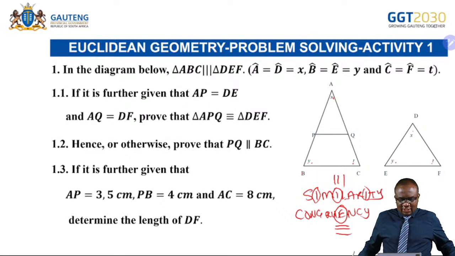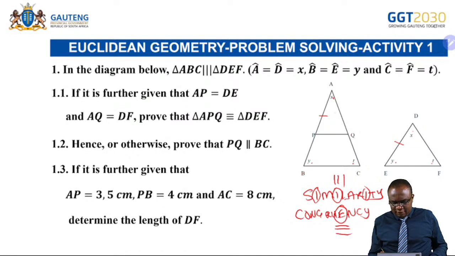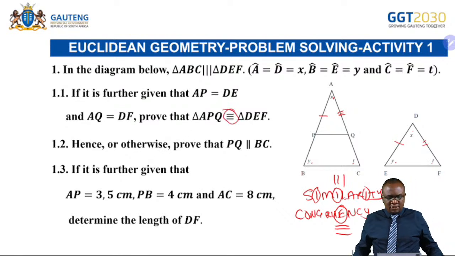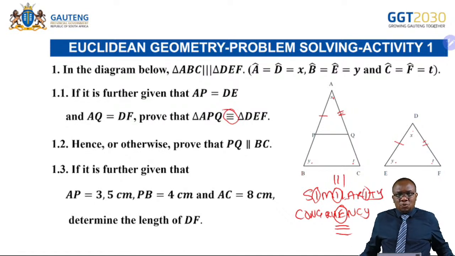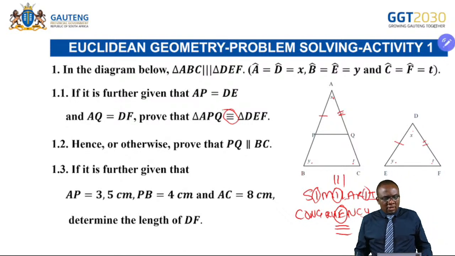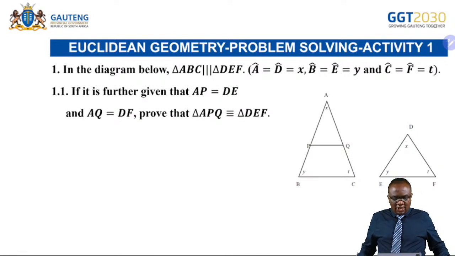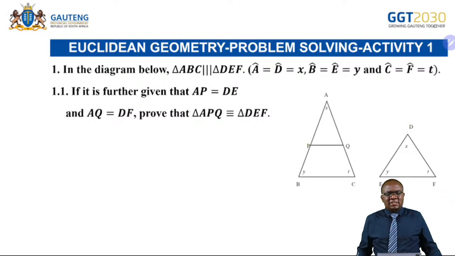It is further given that AP is equal to DE. I can indicate that AP is equal to DE. And AQ is equal to DF. Prove that triangle APQ is similar to triangle DEF. You see, I'm making a mistake now. Is this similar? No, it's not similar. Triangle APQ is congruent, exactly the same. Right, triangle APQ is congruent to triangle DEF. Let's try that question, 2 minutes, okay? We're answering question 1.1. Prove that triangle APQ is congruent to triangle DEF. Let's try that for 2 minutes.